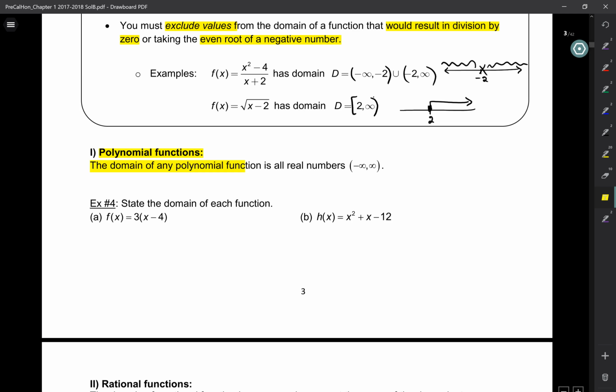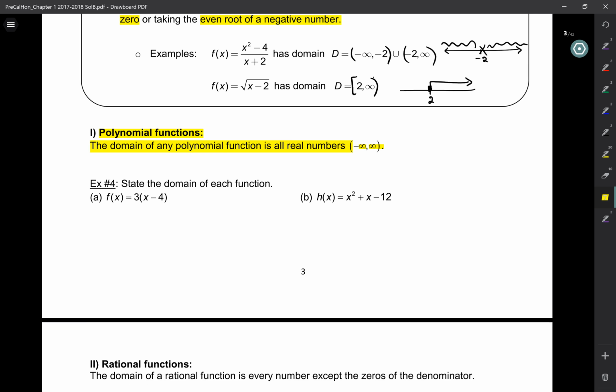Here's an easy thing for you. The domain for polynomial functions is all real numbers, negative to positive infinity. So if you see a polynomial function on a billboard walking down the street, domain of all reals. You have like a minute. Go and come back.